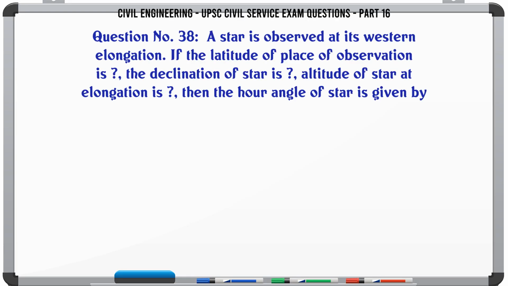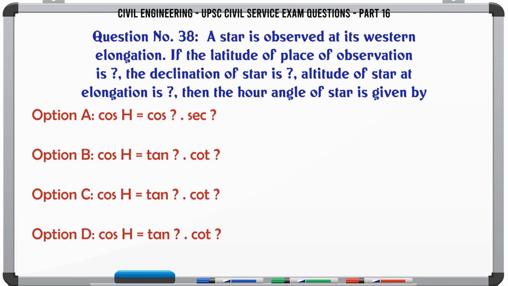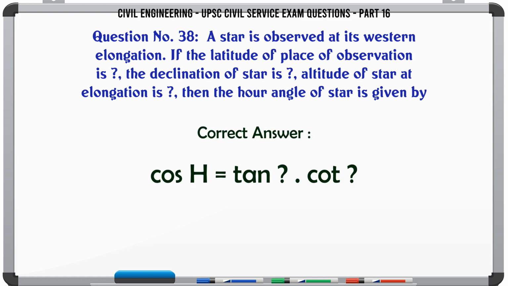A star is observed at its western elongation. If the latitude of place of observation is φ, the declination of star is δ, and altitude of star at elongation is h, then the hour angle of star is given by A. cos H = cos h sec δ, B. cos H = tan φ cot δ. The correct answer is cos H = tan φ cot δ.